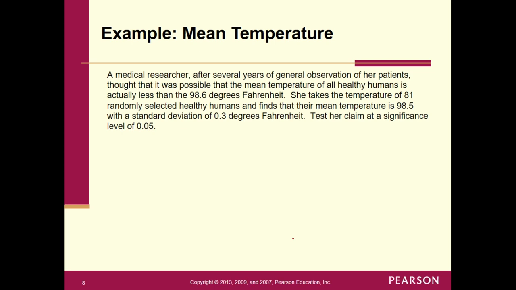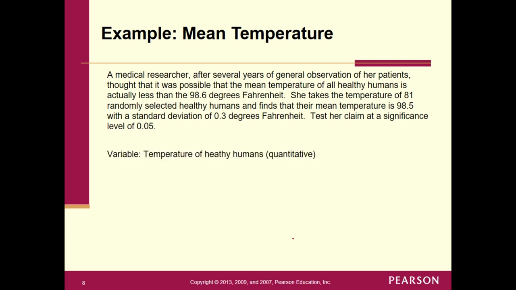So here's example 1. A medical researcher, after several years of general observation of her patients, thought that it was possible that the mean temperature of all healthy humans is actually less than 98.6 degrees Fahrenheit. She takes the temperature of 81 randomly selected healthy humans and finds that their mean temperature is 98.5 degrees Fahrenheit, with a standard deviation of 0.3 degrees Fahrenheit. Test her claim at a significance level of 0.05. Believe it or not, this was actually done as an experiment by medical researchers at the University of Michigan. I didn't necessarily use their data, but they actually did test this.